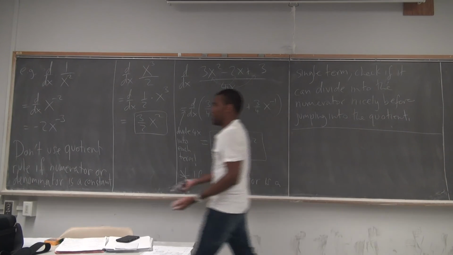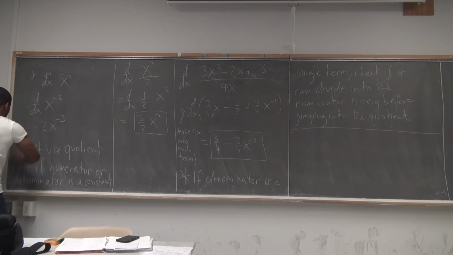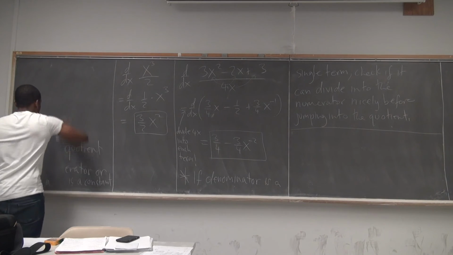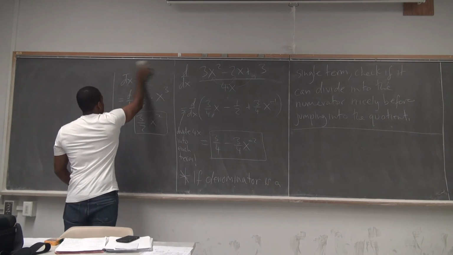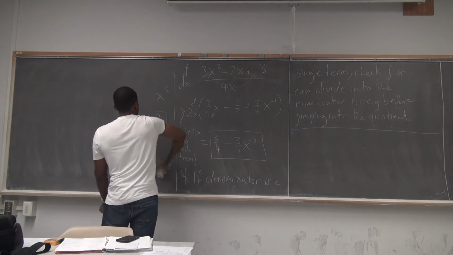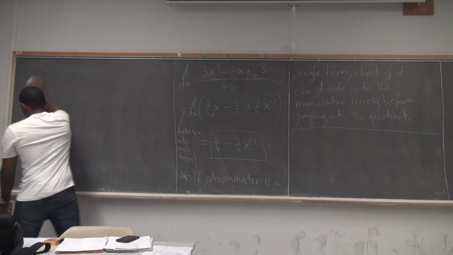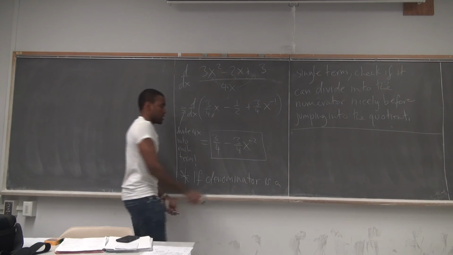Okay. But there are times when it doesn't really simplify, and that's when you want to use the quotient rule. But in general, you're going to want to keep things as simple as possible, and so don't use a more sophisticated rule when a much simpler rule would work.